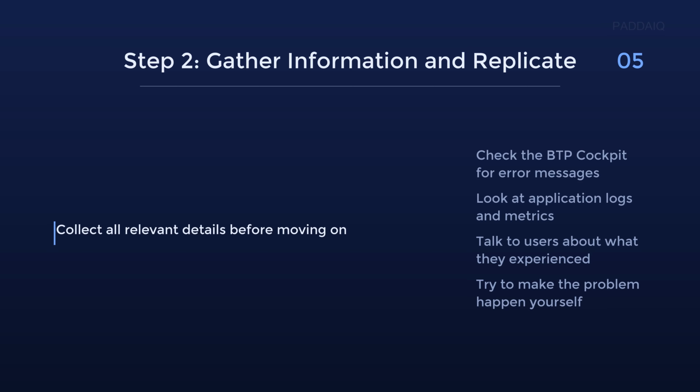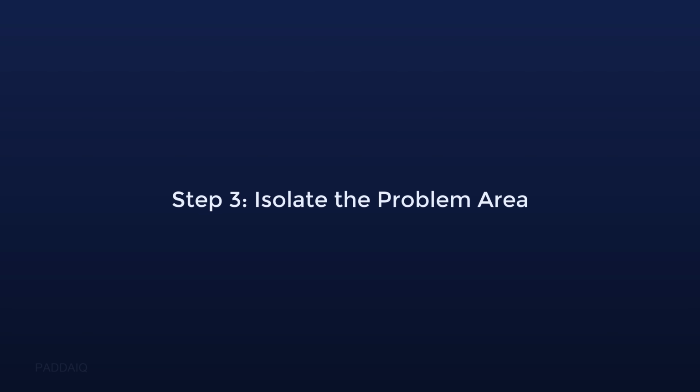Collect all relevant details before moving on. This means fully understanding the current system's setup and data to ensure a smooth replication. For example, when migrating customer data, verify all fields like addresses and contact info are complete and accurate. This careful preparation prevents errors and saves time later. Step 3. Isolate the problem area.